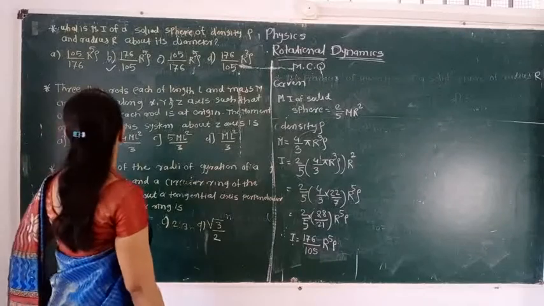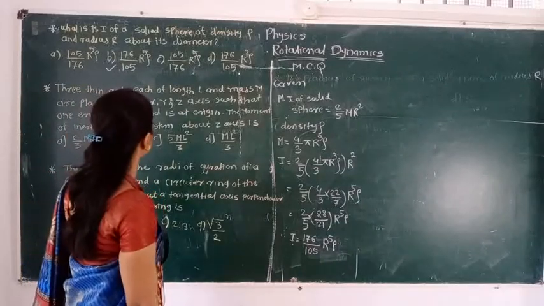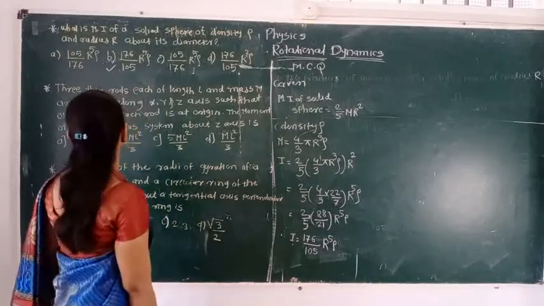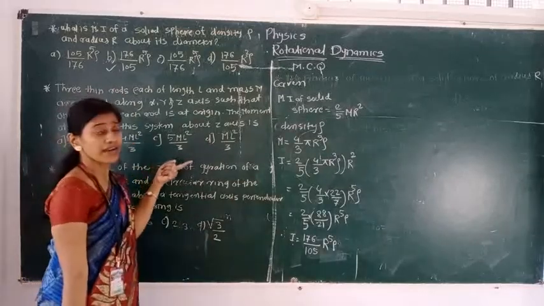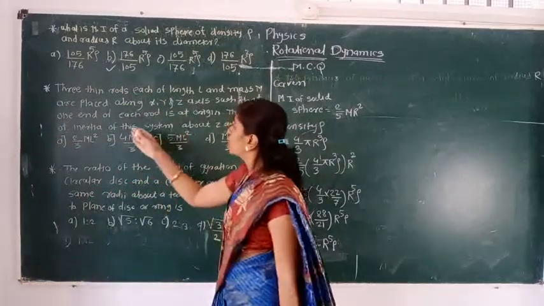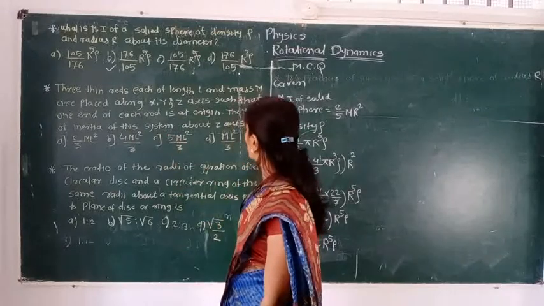Next is that 3 thin rods, each of length L and mass m, are placed along the x, y and z axes such that one end of each rod is at the origin.